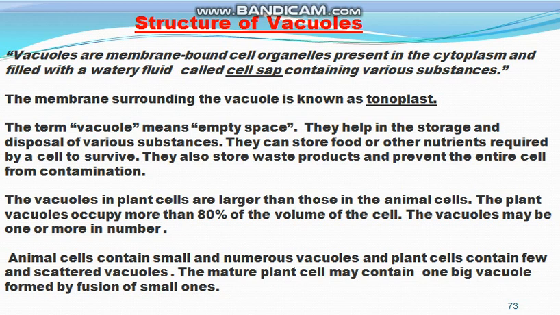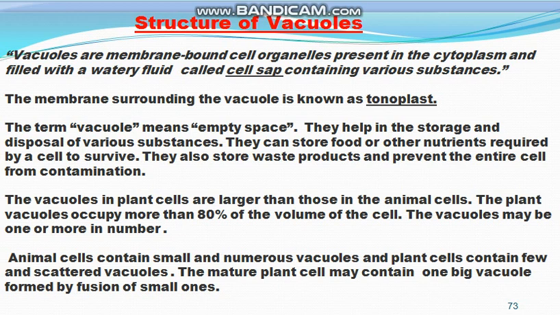So in plant cells, vacuoles are larger than in animal cells, and animal cells contain small and numerous vacuoles, and plant cells contain few and scattered vacuoles. And the mature plant cell, as I told you, contains only one big vacuole, and that one big vacuole is formed by the fusion of small vacuoles.